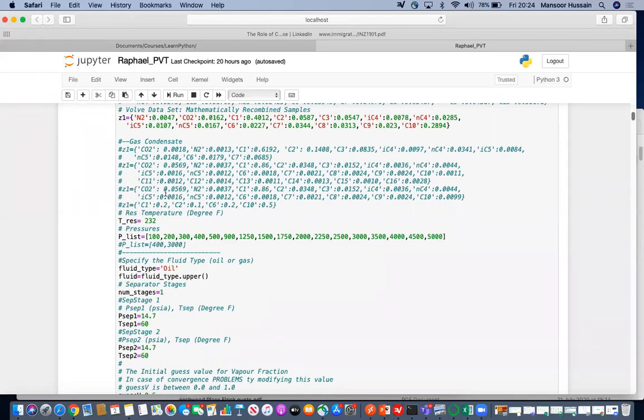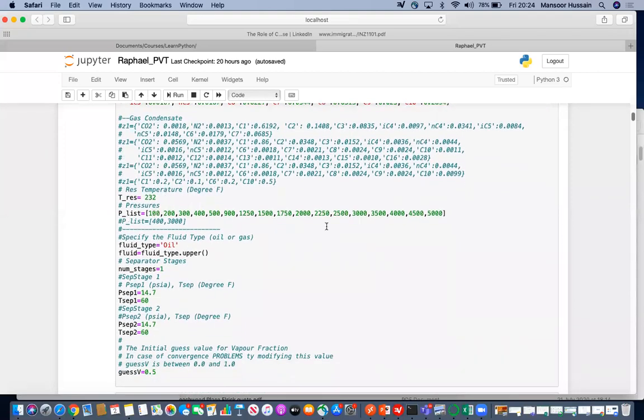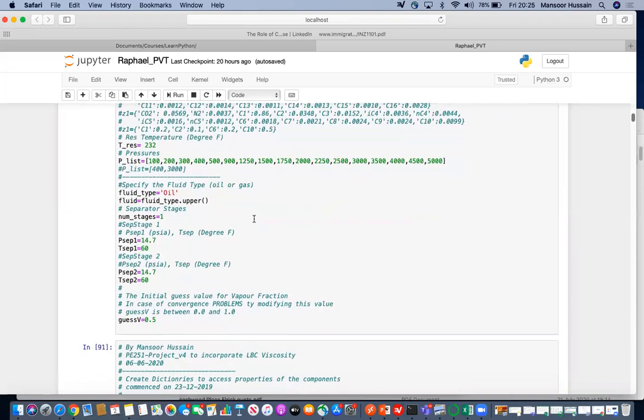I'm back. Okay. So I'm providing it with the reservoir temperature and a list of pressures. They are in ascending order. You need to do that. At least for the moment, you need to make sure that they're in ascending order. If there's a problem, we can sort it out later, but at the moment, just make sure. I'm specifying the fluid type as oil.